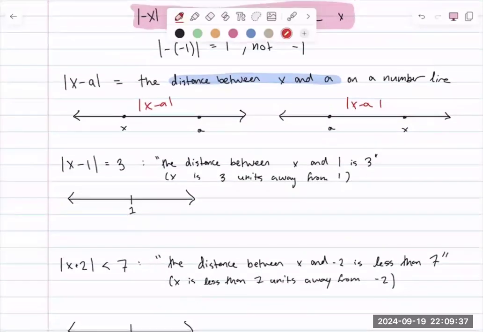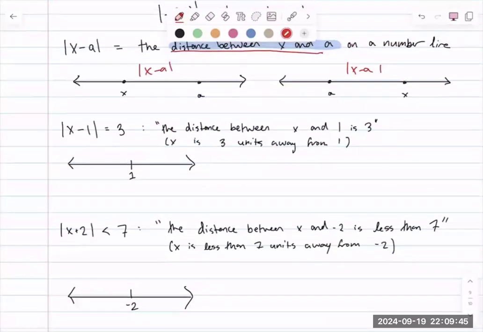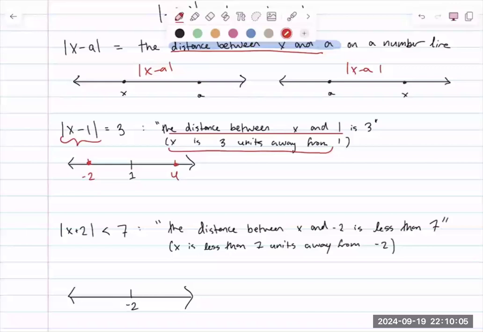But that's useful for us to read these inequalities or equalities, right? So if I told you that the absolute value of x minus 1 equals 3, you could go, what the hell? Or you could say, oh, this is the distance between x and 1, and that distance is equal to 3. In other words, x is 3 units away from 1, and so x can be negative 2 over here, or it can be 4. These are my x values.